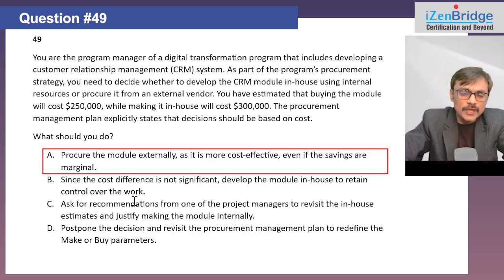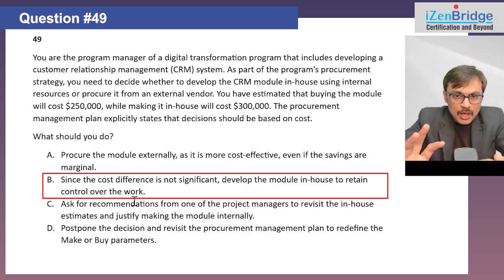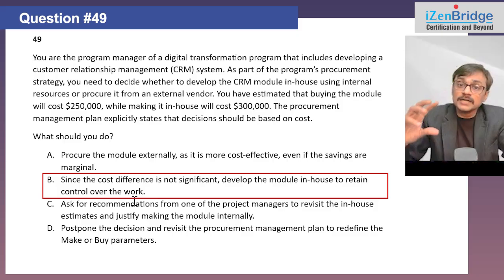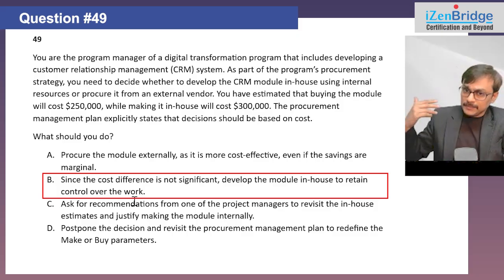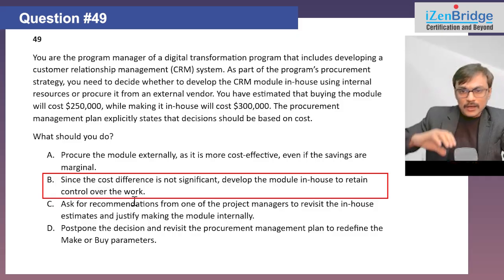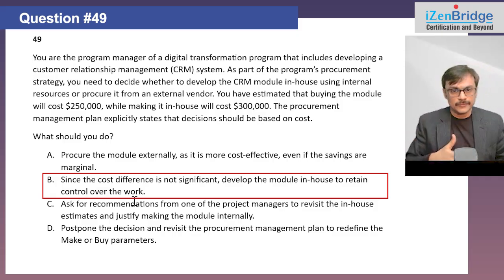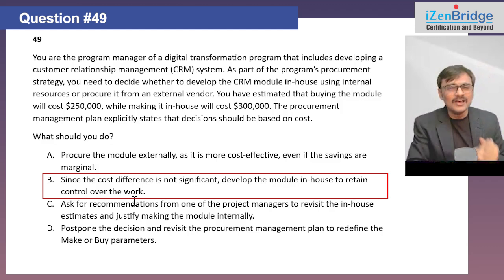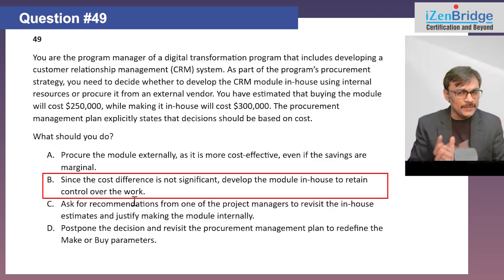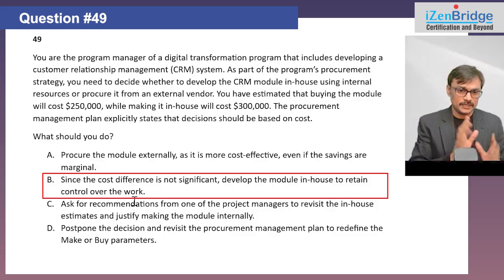Let's see other options. Since the cost difference is not significant, develop the module in-house to retain control over the work. If the options are indicating some other parameters which are not a make or buy decision parameter, why should I consider it? Control of the work was not considered as a make or buy decision criterion, so I don't have to worry about it. Sometimes you feel, it's just a 50,000 difference, why don't I make it myself? The difference could even be 10,000. The criteria is criteria. I should not be overlooking the criteria.